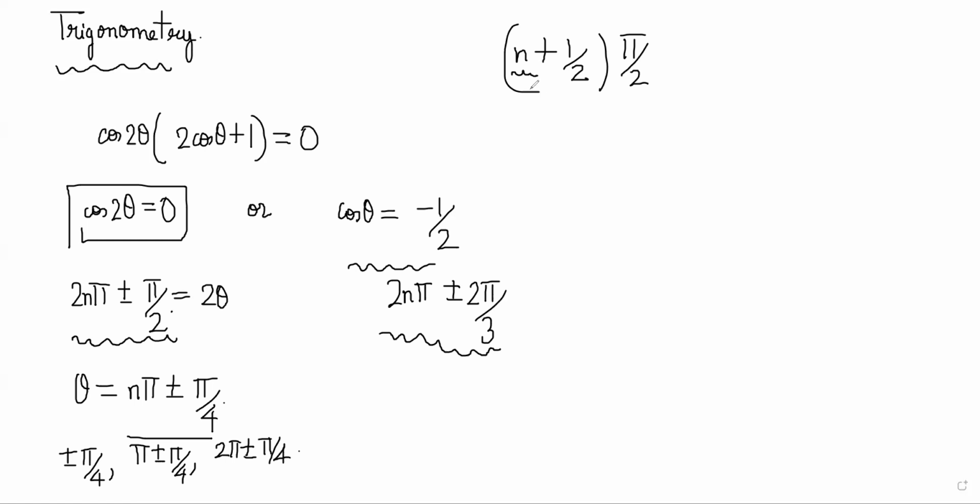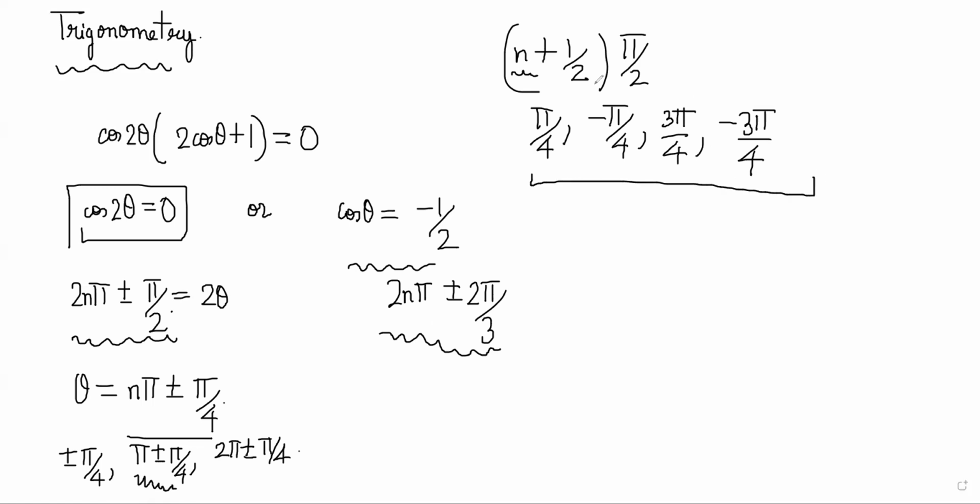Here, what do you do? If you take 0, you get pi by 4. If you take minus 1, you will get minus pi by 4. If you take n as 1, you will get 3 pi by 4. If you take n as minus 2, you'll get minus 3 pi by 4. Those are the answers that we are also expecting. Yes, sir. It will come as the same answers, you are just writing it in a different way. Yes, so that was the only doubt.